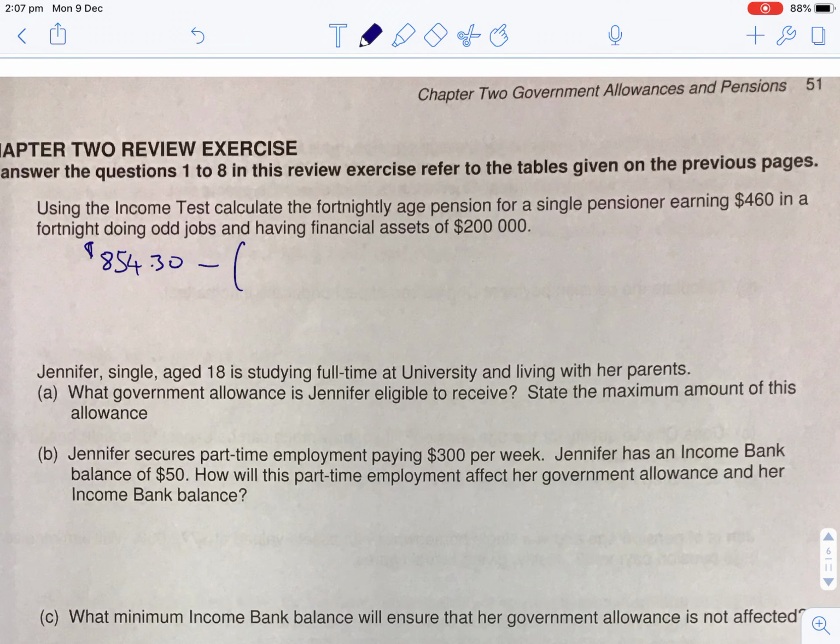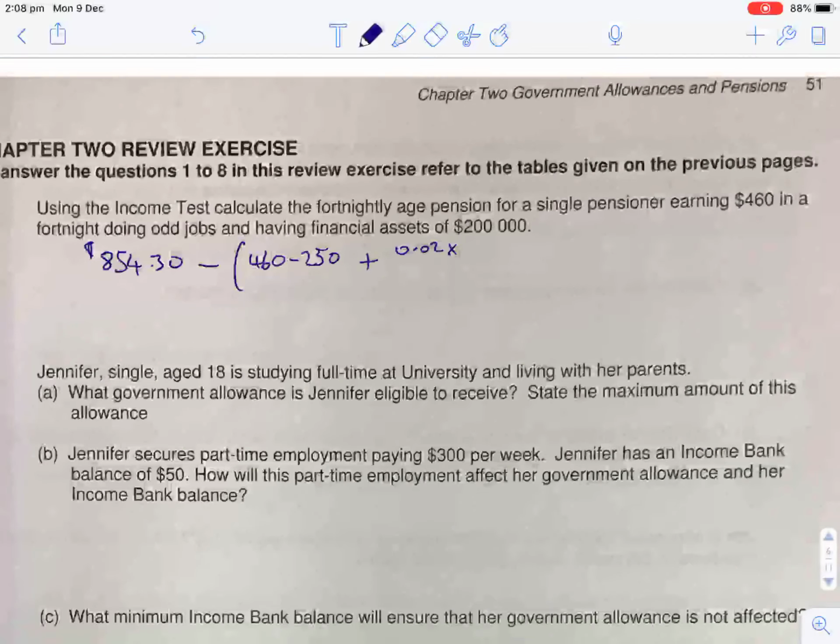So for this person, they're earning $460 in a fortnight. It's already a fortnight, so I don't need to do anything with that. I'll subtract the $250 work bonus, so the first $250 won't count at all. And then I need to add their deemed income. Now, they are exceeding the $48,000 that a single person can have, so their first $48,000 will be deemed to earn 2%. So 0.02 as a decimal, times 48,000.